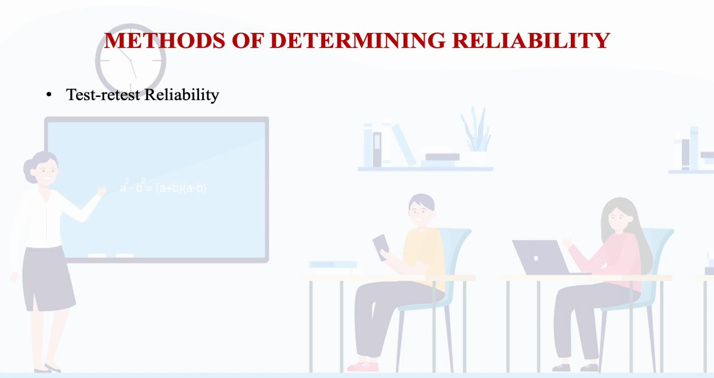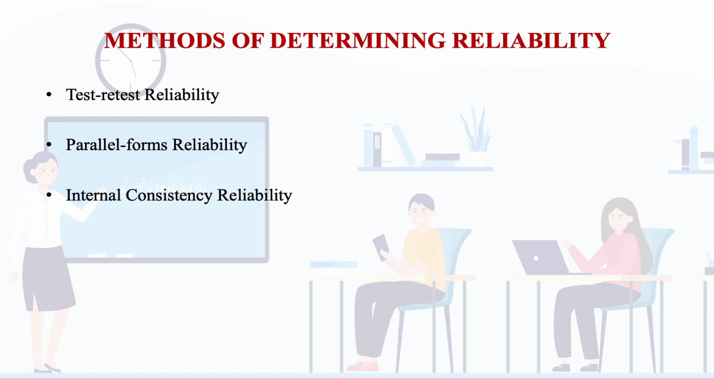So friends, mostly we use three methods for determining reliability. First is test-retest reliability, second is parallel forms reliability, and the third is internal consistency reliability. So here we will discuss the concept of these methods and how to use them: the test-retest method, parallel form method, and internal consistency method.